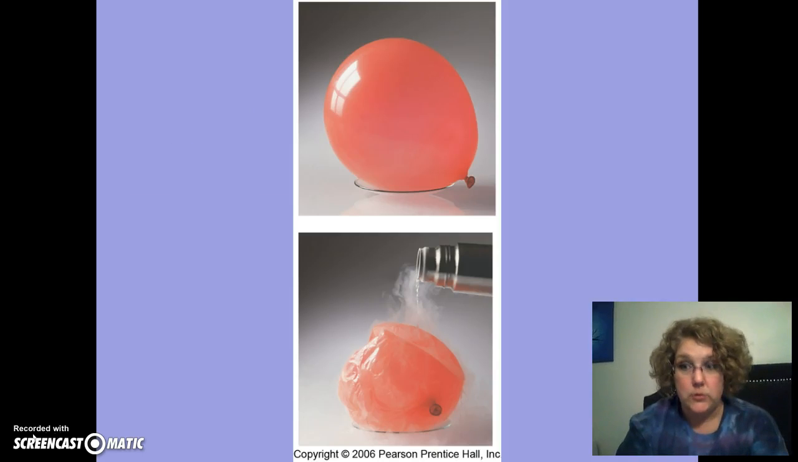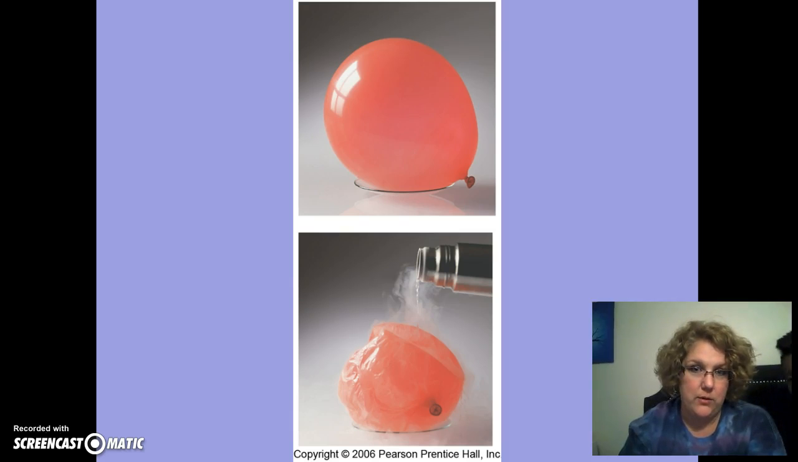Here is a pictorial version of Charles's law. We started out with our plain old balloon at room temperature, and in the second picture they have poured liquid nitrogen on it, which is very cold, dropping the temperature very quickly, and that causes the volume to drop. Temperature and volume are directly proportional.